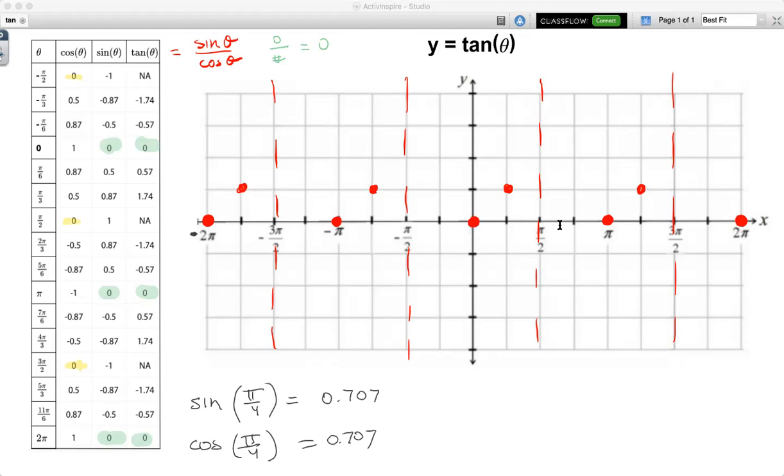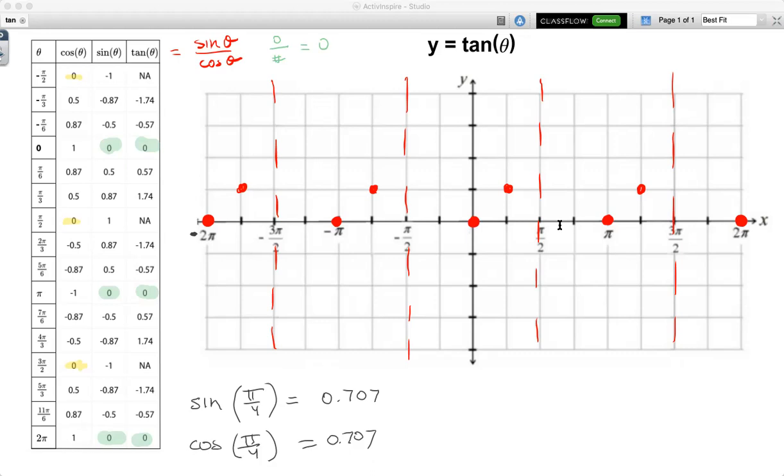Okay, two more questions for you. First question, where is the function positive? Where is my tangent function positive? So I need to go back to my table and really look at this and figure out where my tangent function is positive.